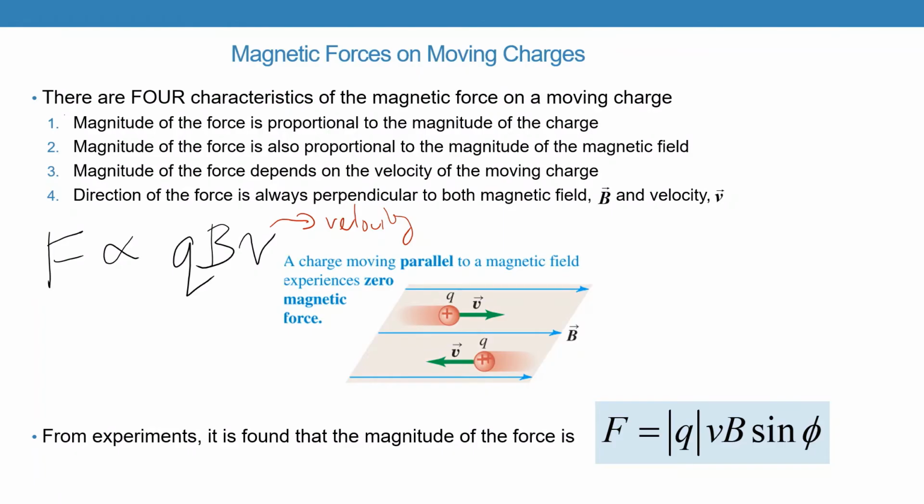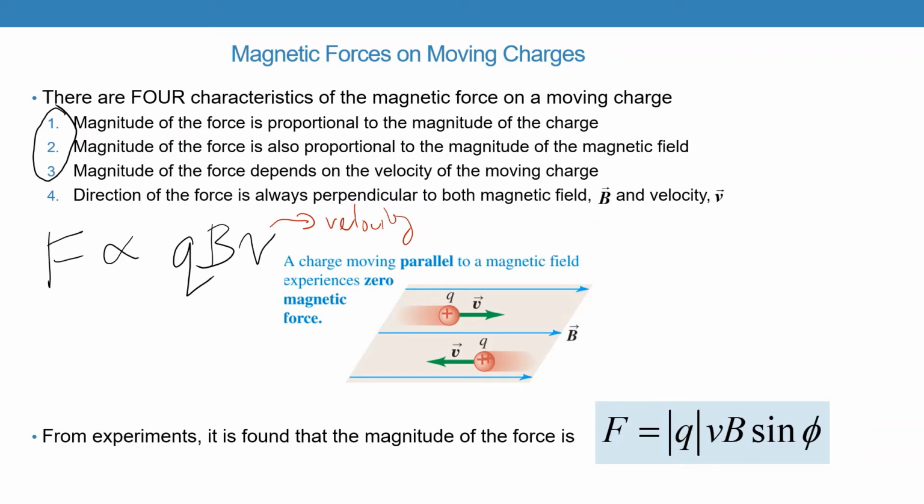So from the first three, we have F is proportional to Q times B times V. Then scientists did some experiments. Finally, it was found that the magnitude of the force is F equals the absolute value of Q, the charge, times the velocity times the magnetic field times sine phi.